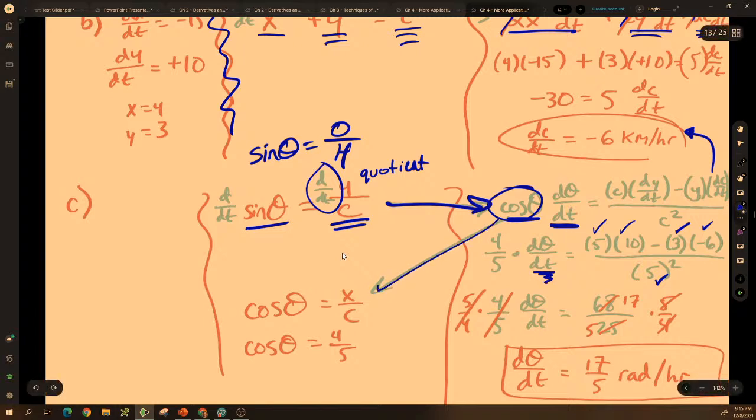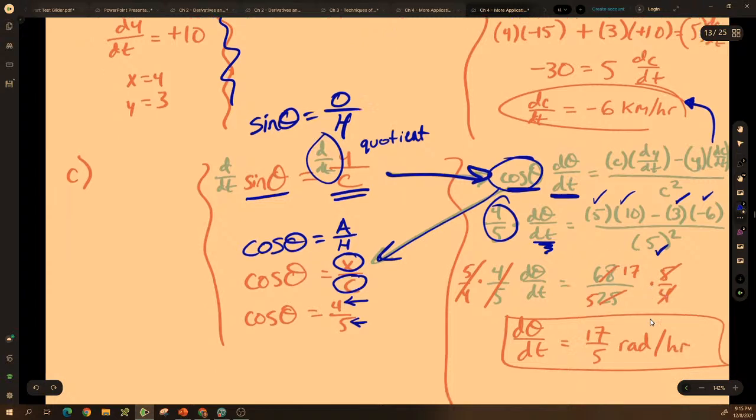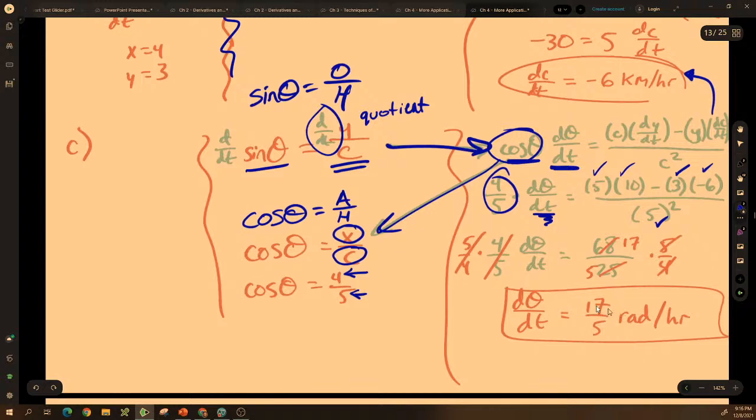So in order to get cosine theta, we need to think, okay, what is cosine theta? It's the adjacent over the hypotenuse. My adjacent side is x, over the hypotenuse is c. X is 4, c is 5. So we can plug in 4/5. And now from there, it's just a bunch of math and simplifying. You actually don't need to simplify it. You could leave it as 68 over 25 times 5 over 4. That's fine. I went ahead and simplified it to 17 over 5. But you did not need to fully simplify that.